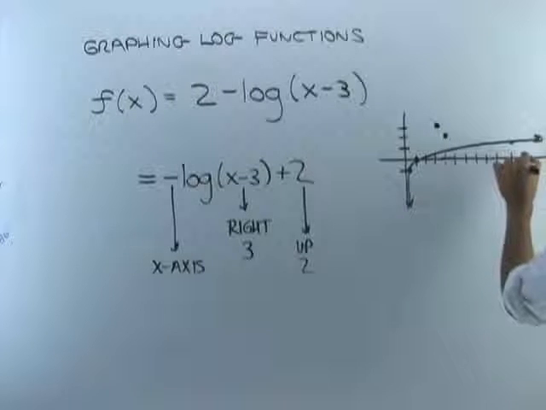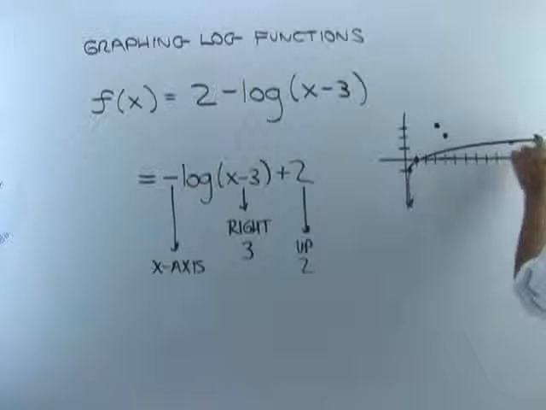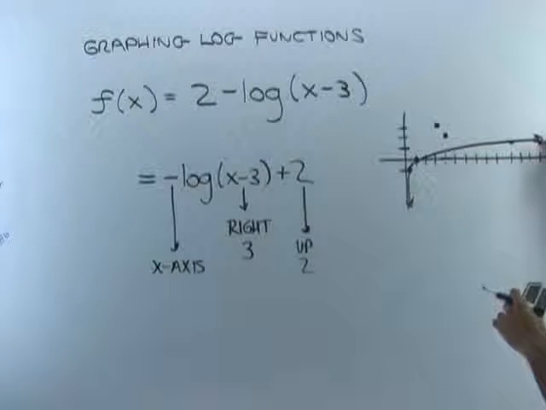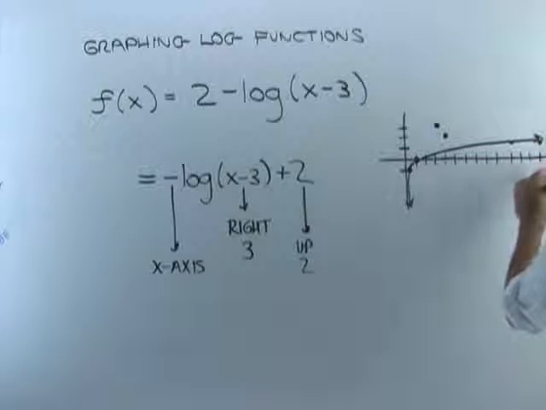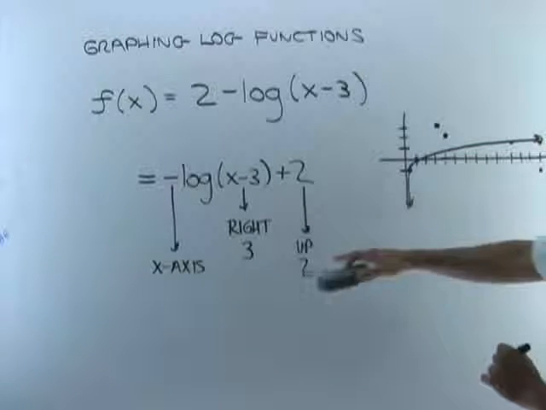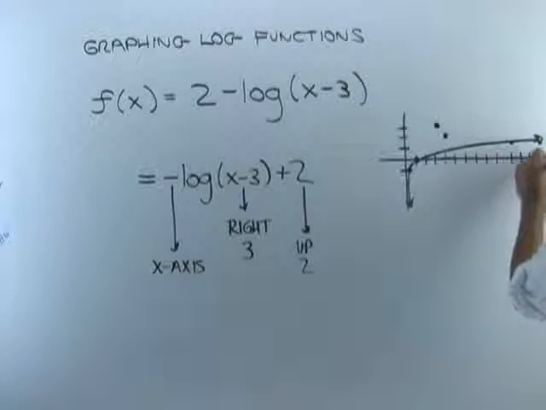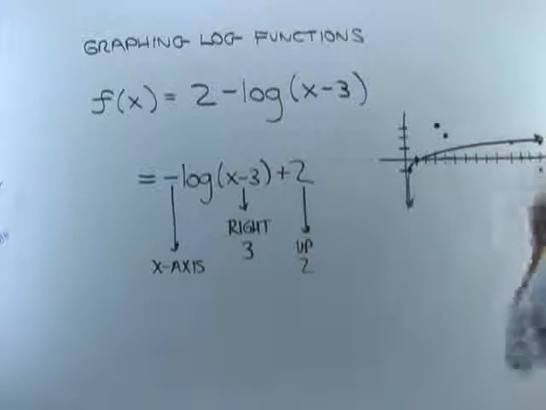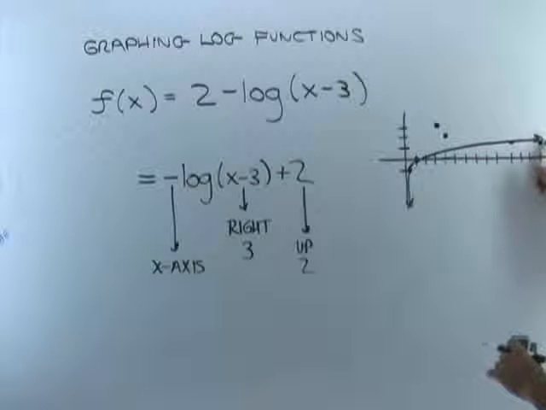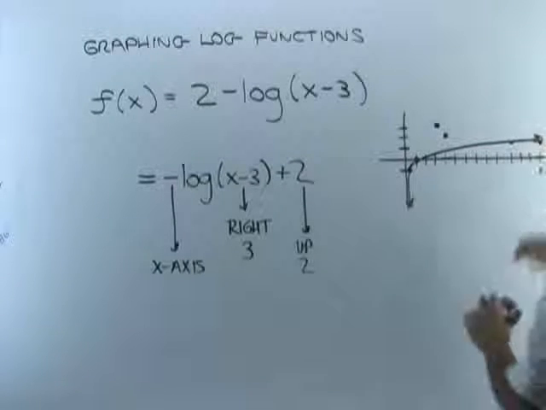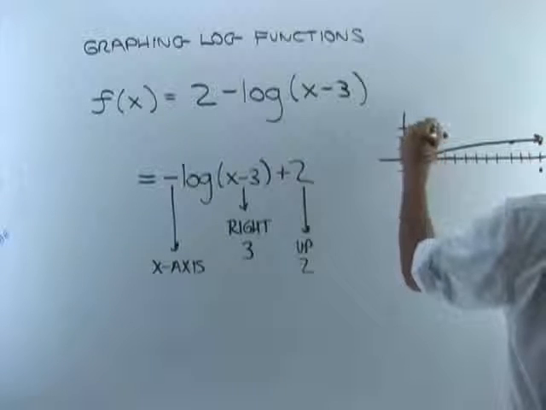I move it to the right 3. Okay, reflect it over the x-axis, brings it down below. And then move the whole thing up 2. Up 2 would put it right back where it was. Boom, right there. It's kind of weird. Right 3, reflect over, and then up 2. Puts it right back here. And now you can see the graph of this. Looks like this.